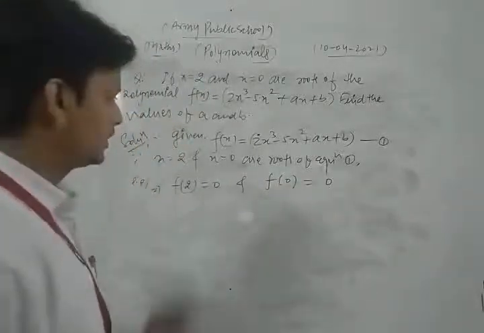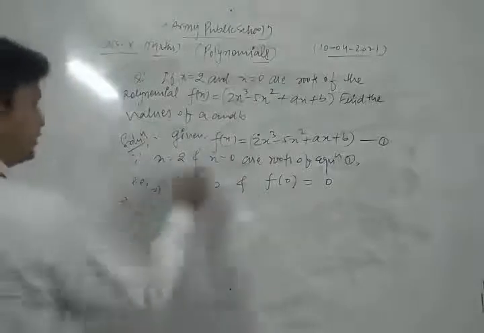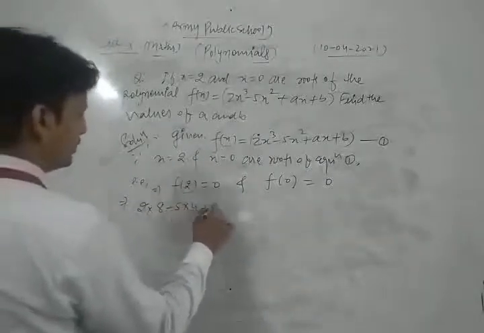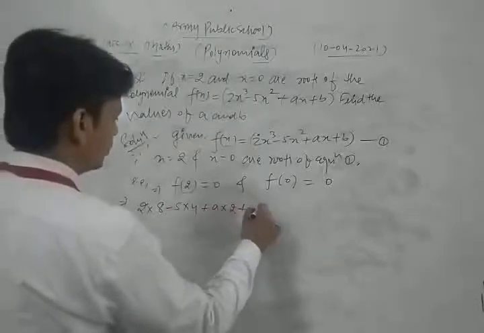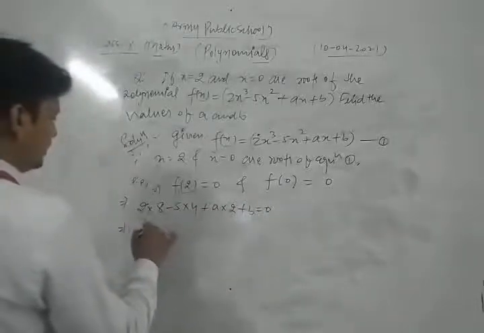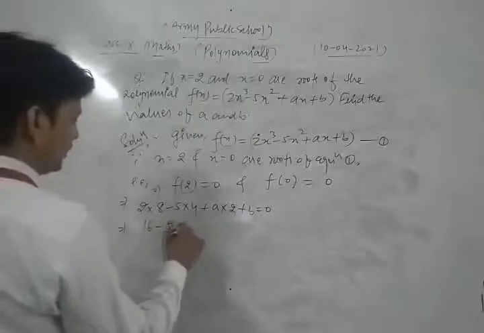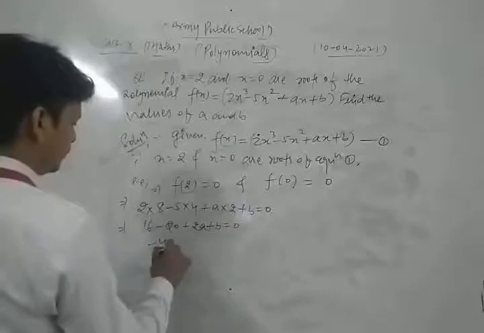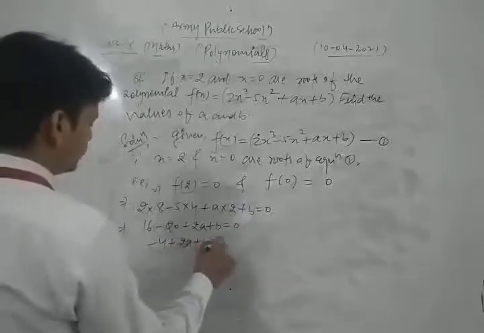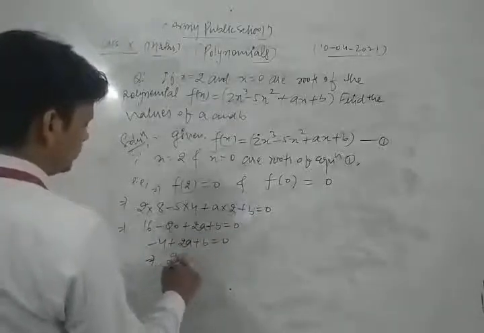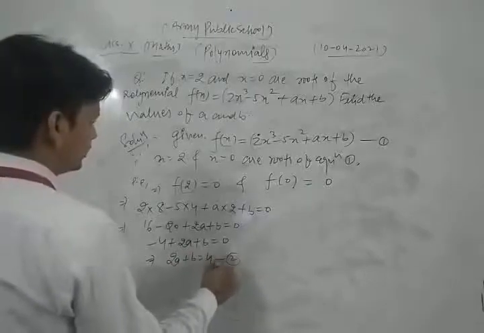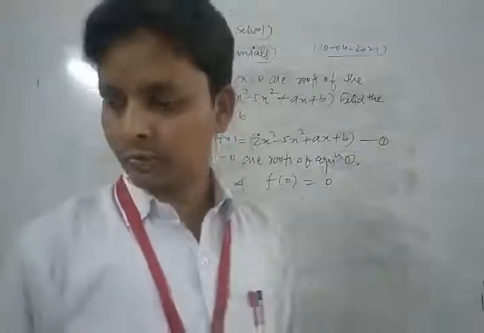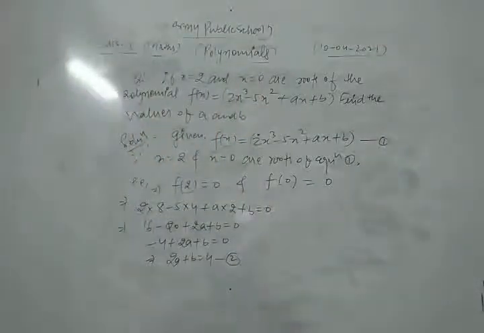Now we apply these conditions. f of 2 means 2 into 2 cubed, which is 8, minus 5 into 2 squared plus a into 2 plus b is equal to 0. So we get 16 minus 20 plus 2a plus b is equal to 0. So we get minus 4 plus 2a plus b is equal to 0, that is 2a plus b is equal to 4. We take this as equation number 2.